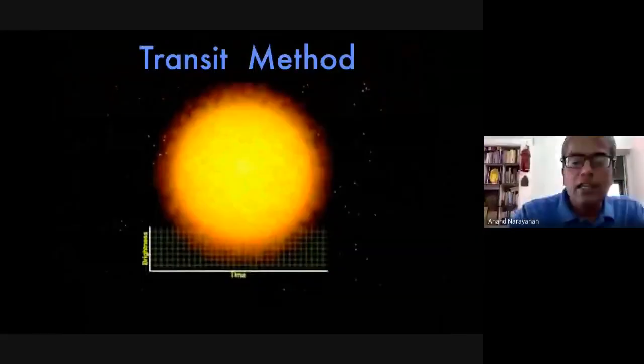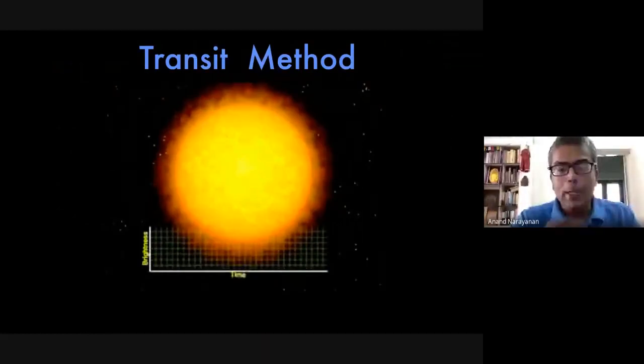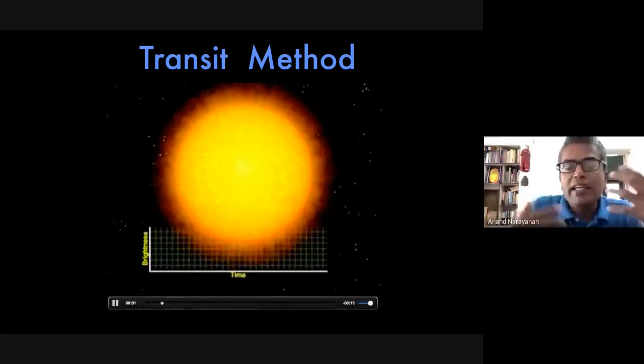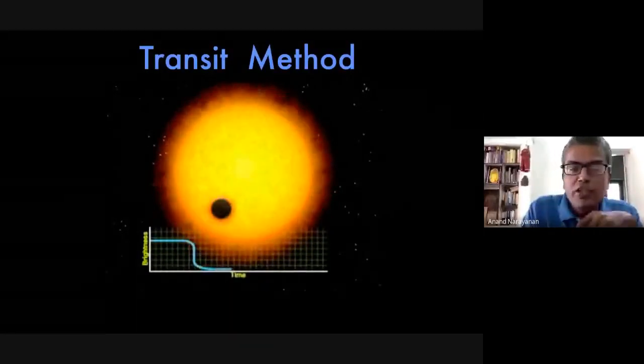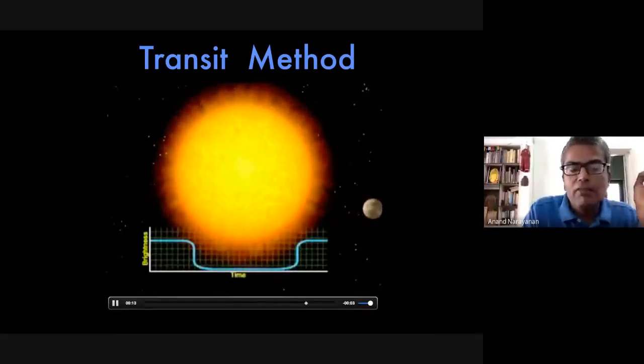The second technique that's been extremely successful in finding extrasolar planets is the transit method. In the transit method, instead of looking at the wobble motion, like in radial velocity, astronomers will be monitoring the brightness of stars. So let's say that this is a star, and we are monitoring the brightness of the light that is coming from the star. As we are monitoring its brightness, if a planet happens to pass in front of it, as shown in this animation, then for the duration of this transit, the brightness of the star will dim.